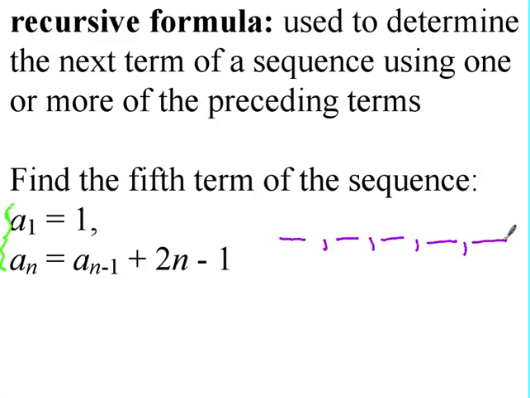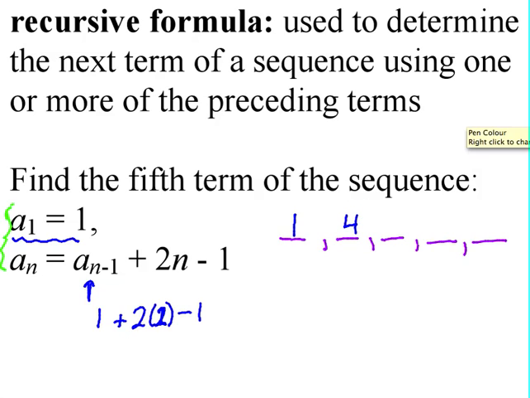Okay, so let's go ahead and see what it says. It says that the first term is 1, so that's where I'm going to start. Now, what this says is this is always the preceding term. So if I want to find the second term here, this means the first term. So take the first term, add 2 times n minus 1. In this case, the first term is 1. I'm going to add 2 times 2, sorry, because I'm finding the second term, minus 1. So this would be 1 plus 3, which is 4.